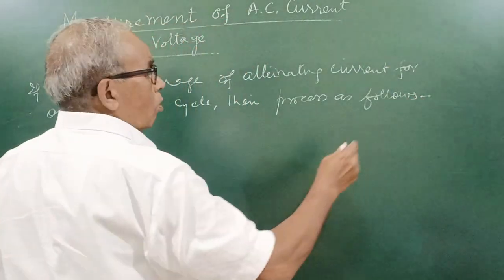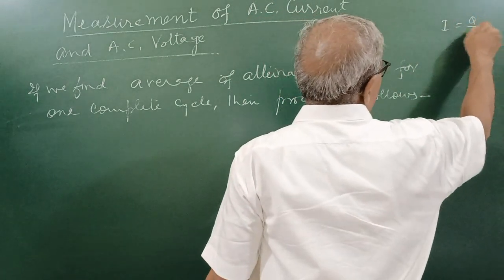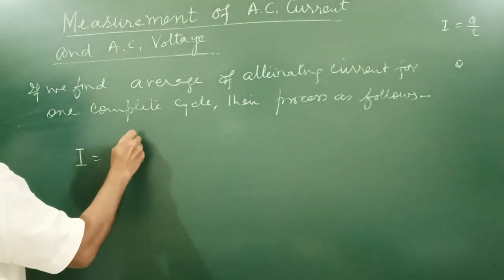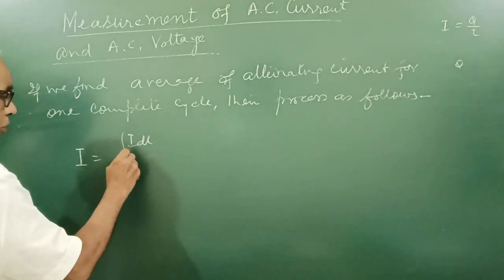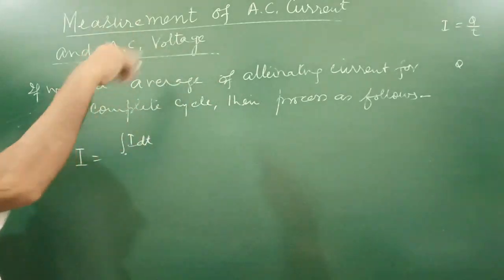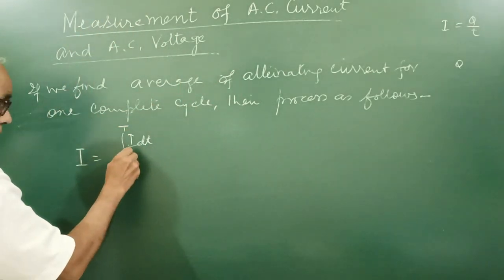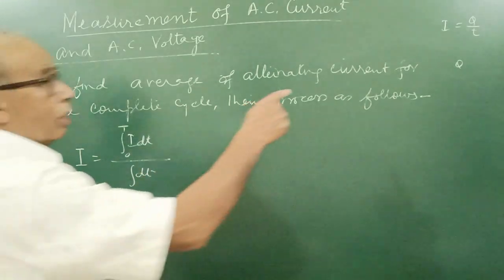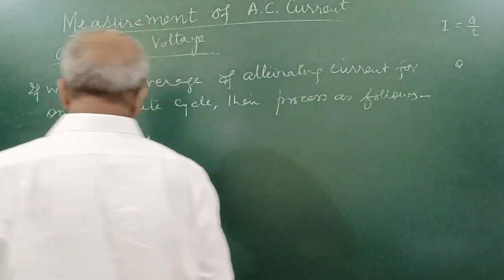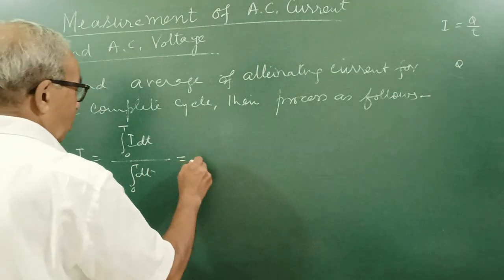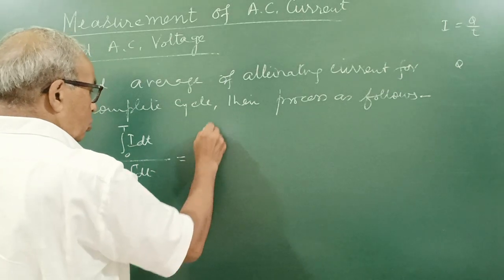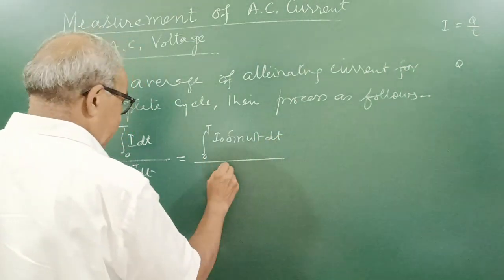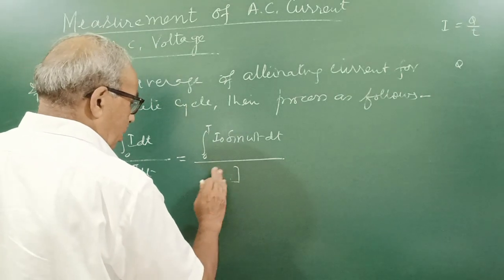How? You know I equal to Q by t, and Q equal to I t. So here the average current for one cycle: I dt is the charge flown in time dt. We want the total charge flown in one cycle. So it is the charge flown in one cycle divided by integration dt, which means time, because I equal to Q by t. So from 0 to T, you will write integration 0 to T of I0 sine omega t dt upon integration dt, which becomes T.